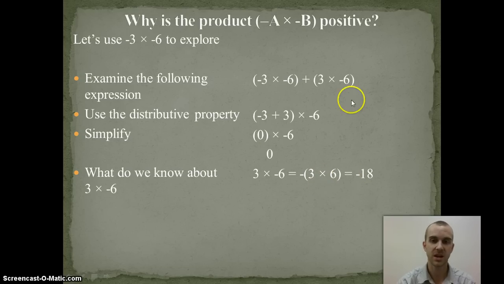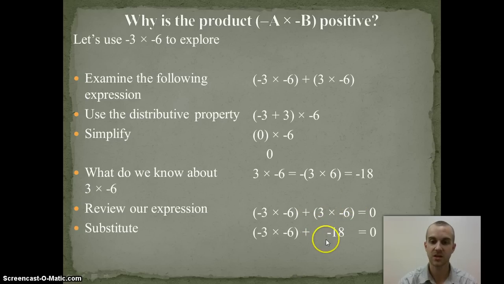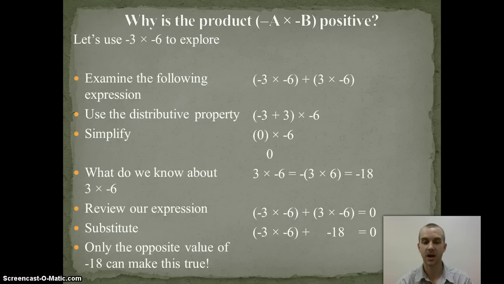So what we're really saying when we look at this expression is that the quantity negative 3 times negative 6 plus 3 times negative 6 will equal 0. And we know that this quantity, when we substitute in, is negative 18. So we have to ask ourselves, what do we add to negative 18 to make 0? And there's only one value, positive 18. It's the opposite. So that tells us that a negative times a negative has to equal a positive.